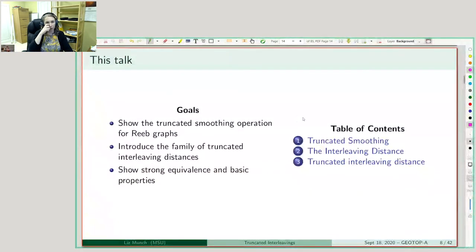So the goal for this particular talk is that we've actually developed a new family of interleaving distances by essentially modifying a little bit of the definition, which makes it interesting. So what we're going to do is build the truncated smoothing operation, which is what I have to modify in order to actually build this metric. And then we can talk about some equivalence of these metrics with other members of the family and some basic properties and things like that. Okay.